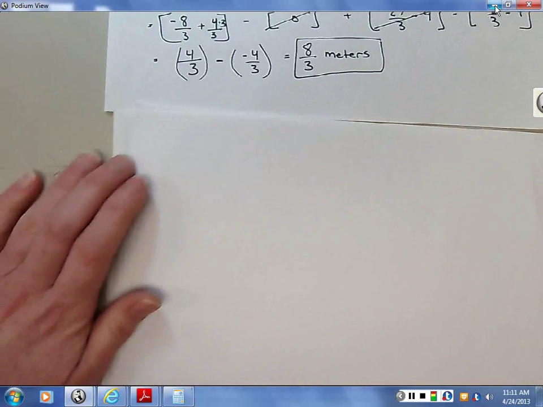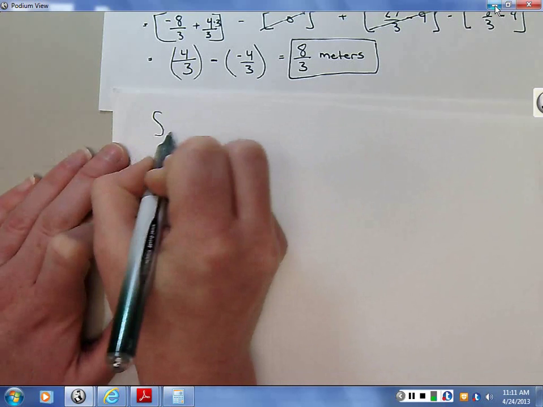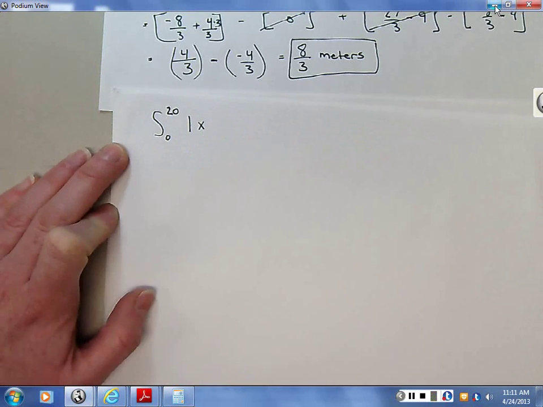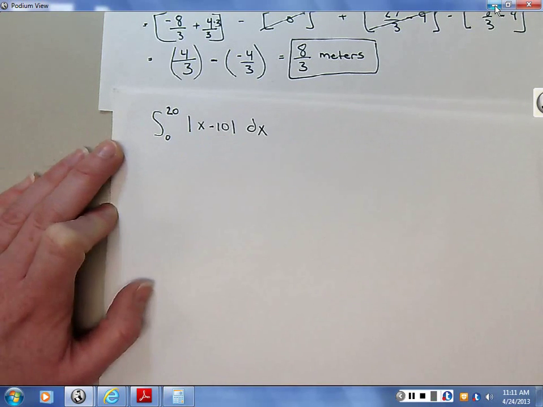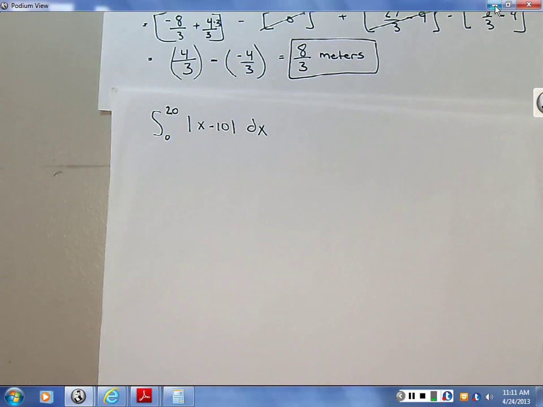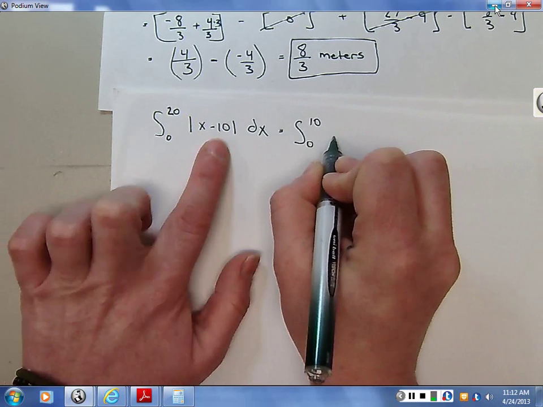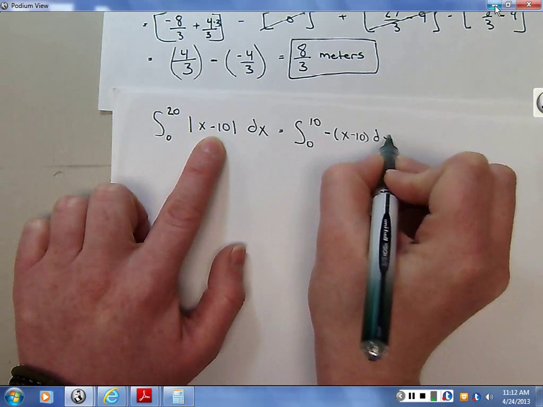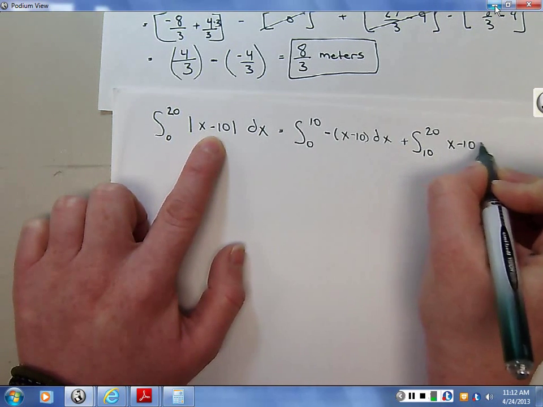So just a quick example of what I've seen come up in the past. If I ask you to integrate from 0 to 20 of the absolute value of x minus 10 dx, how would I split this up? 0 to 10, 10 to 20. Yeah, from 0 to 10, what would I replace here? Negative x minus 10 dx plus from 10 to 20 of just x minus 10 dx.